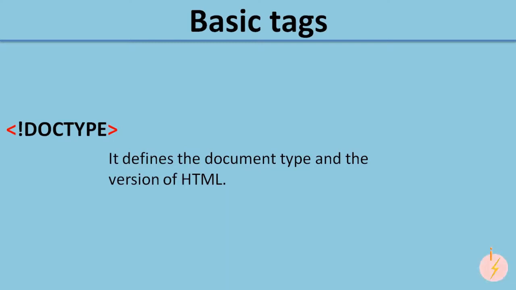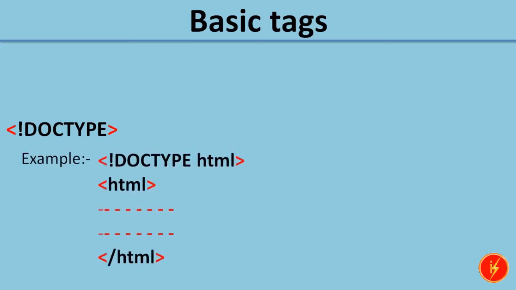It is the very first line in the HTML document. It tells the browser what version of HTML is written in the document. It doesn't contain the closing tag and must not include any content within it. This is the example of document type tag in the current version of HTML.